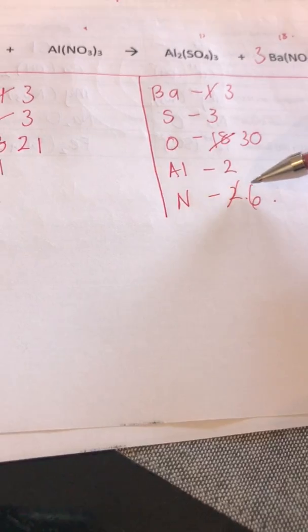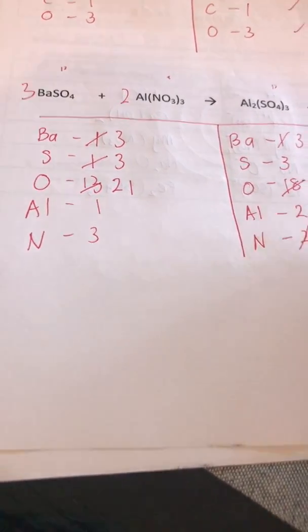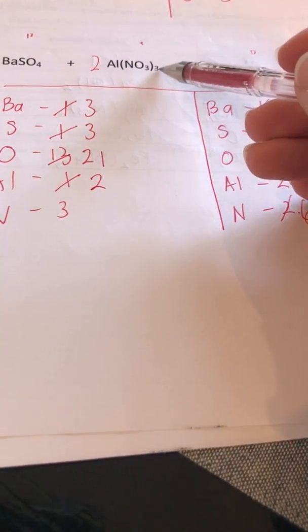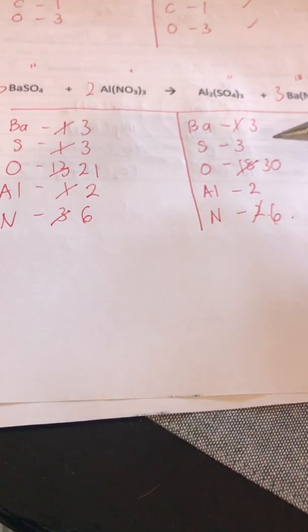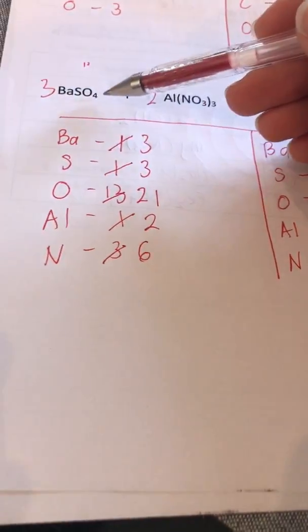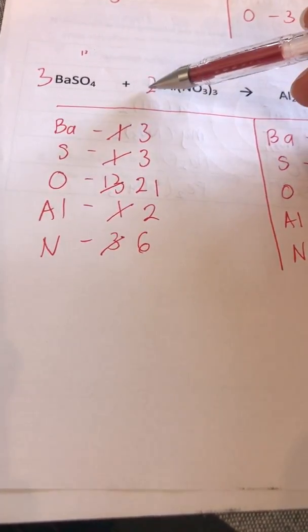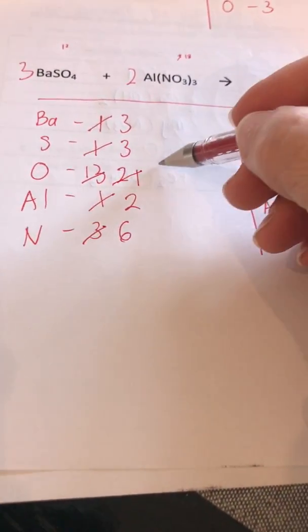Okay, now I need to fix up something else. So I've got 2 aluminium, but only 1 over there. So I'm going to put a 2 in front of my aluminium containing compound. Change everything. 2 aluminium. My nitrogen, I've got 3 times 2 is 6. And you can see now that it's starting to come together. Now we just check our oxygens. So I've got 3 times 4 is 12, still over there. 3 times 3 is 9, times 2 is 18. 18 plus 12 is 30.